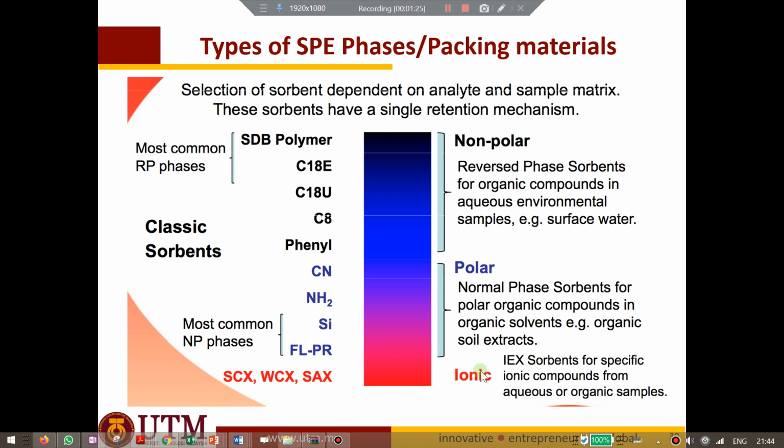And then the last one, we have the ionic sorbent, specific for ionic compounds from aqueous or organic samples. It doesn't matter whether it is polar or non-polar, because we focus on the ionic sample: compounds with charge, or we focus on the analysis of elemental ions.